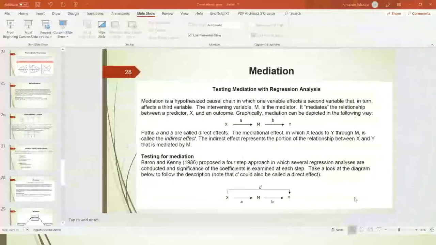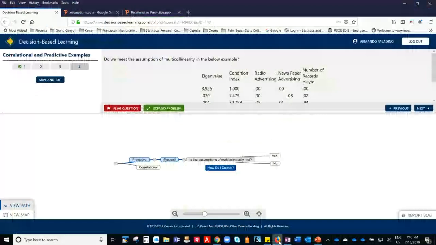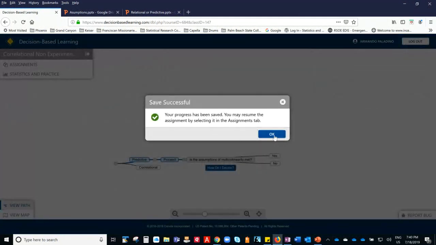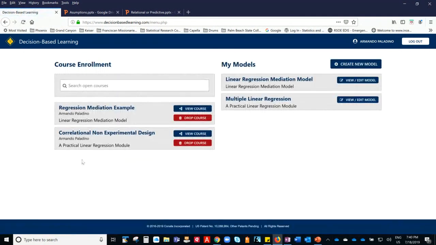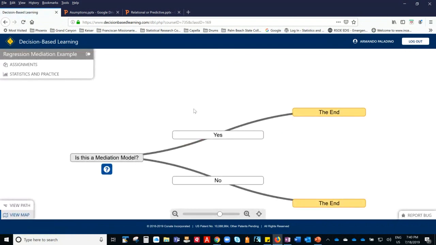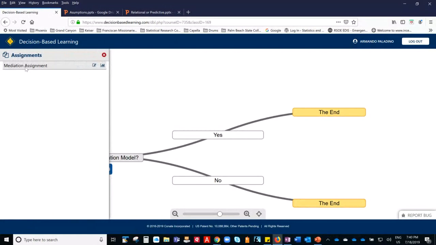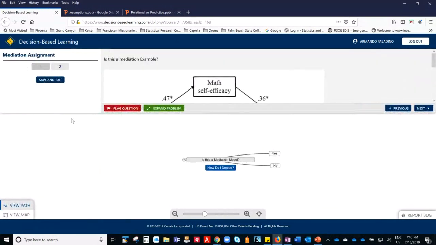So let's go back and play a little bit more before I end the presentation, and we're going to have like 15 more minutes for questions. Okay, I'm going to use the regression mediation example. This is shorter and quicker.